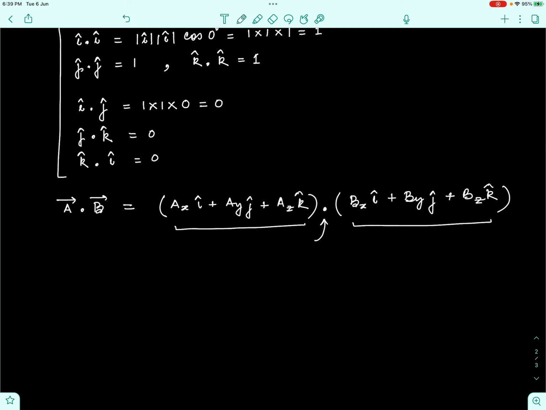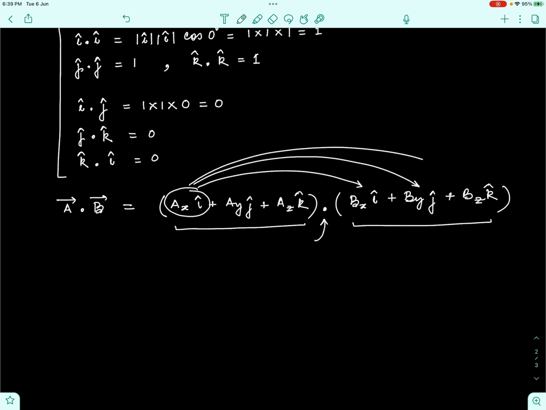So, what we will do is, we will take the first term of the first expression, which is Ax i cap, and take its dot product with the first term of the second expression, then the dot product of the first term of the first expression with the second term of the second expression, and then the same thing we will do for the third term of the second expression, and then the same thing we will do with the other terms also.